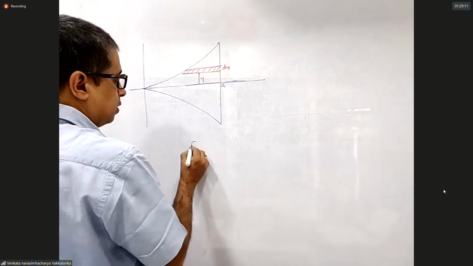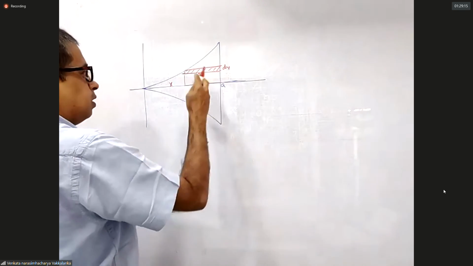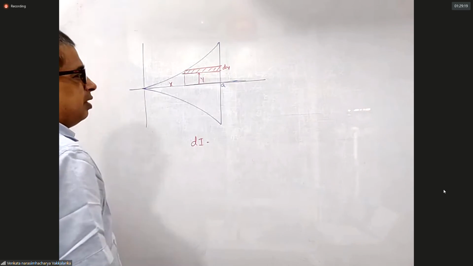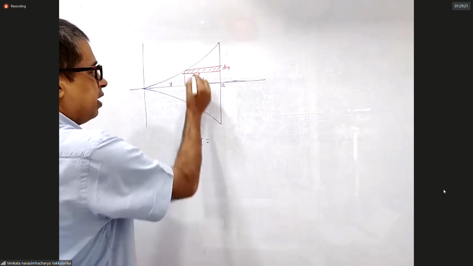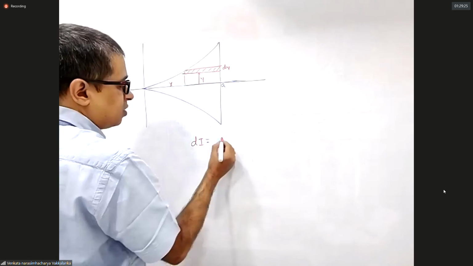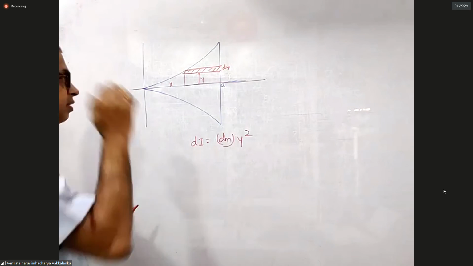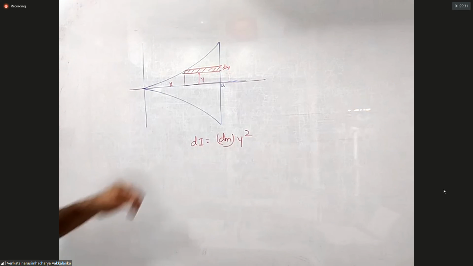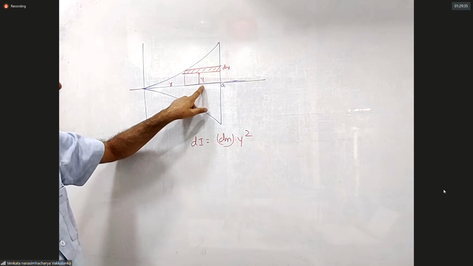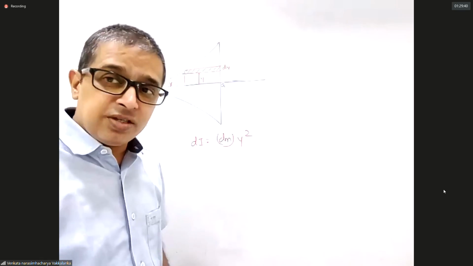Sir, in this, can we consider an element which is perpendicular to the element you have taken? You can, no problem. Every part of this element is at the same distance of y, dm into y square. Every small element you consider is at the same distance of y from the x-axis. So dm into y square, sigma of mi, ri square.